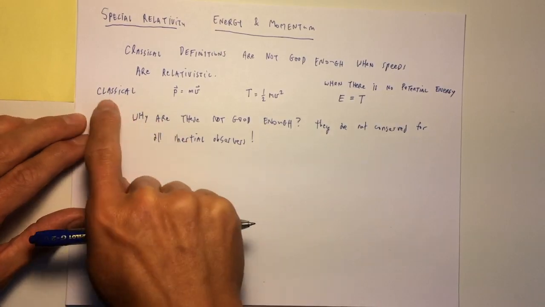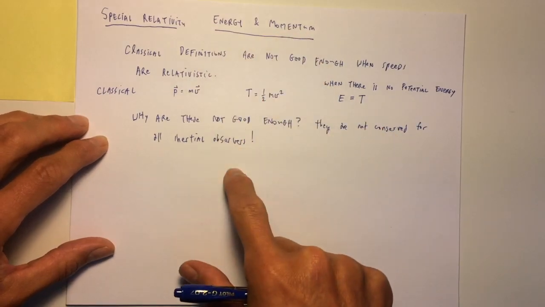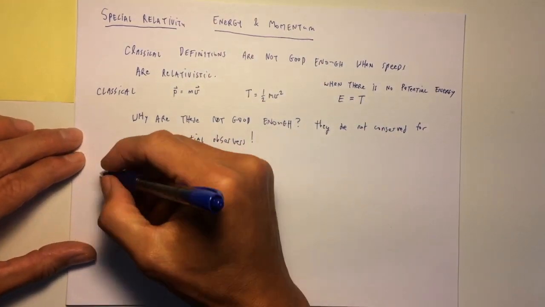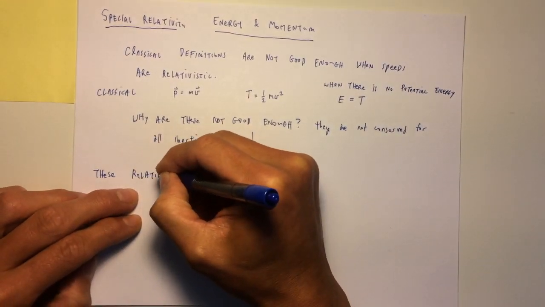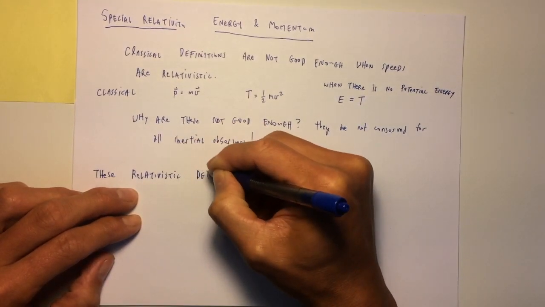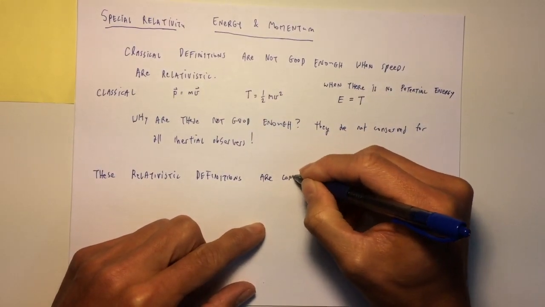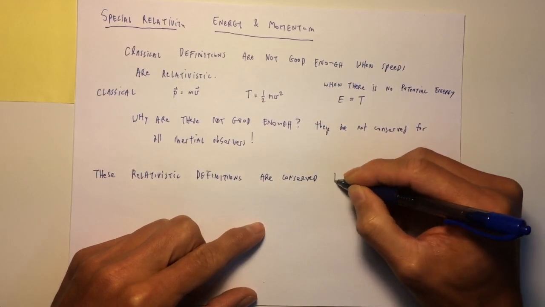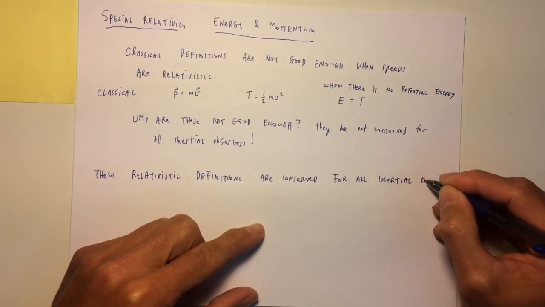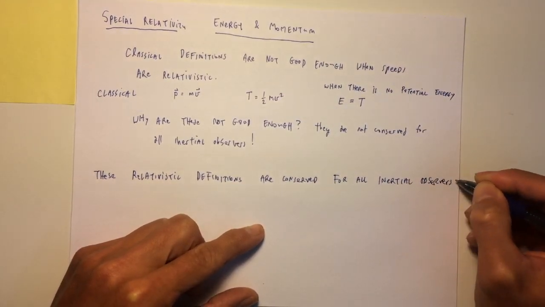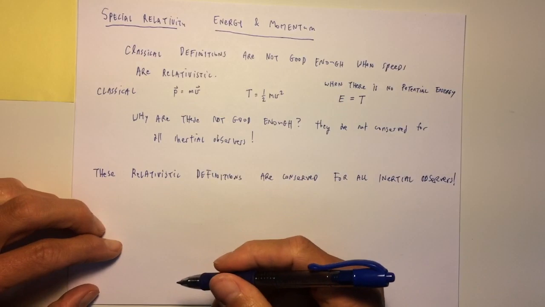So what we need to do is create new definitions for relativistic energy and relativistic momentum that actually are conserved. So I'm going to write these relativistic definitions, which are conserved for all inertial reference frames or inertial observers. The new definitions look really similar to the old ones.